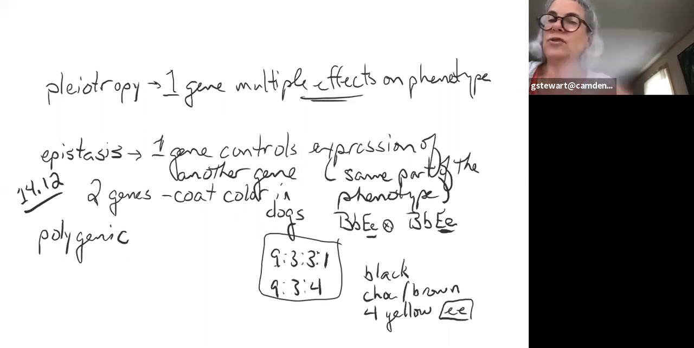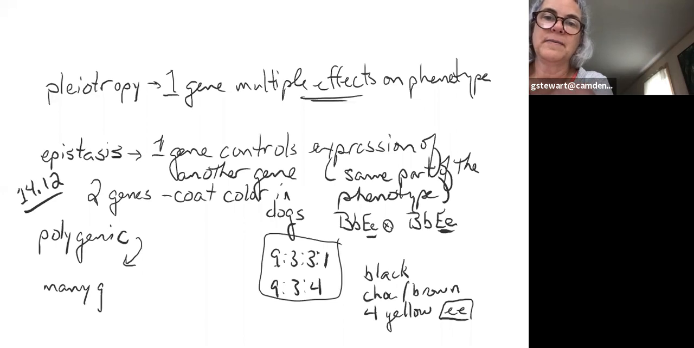And polygenic is just like it sounds. That means many genes influence one character in the phenotype, sort of the opposite of pleiotropy. Sorry.